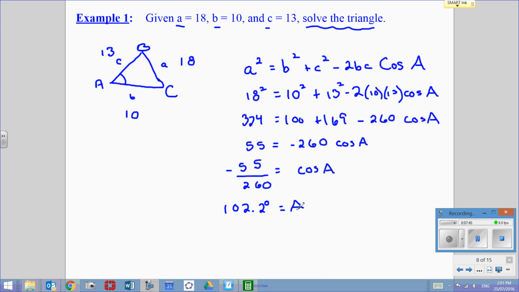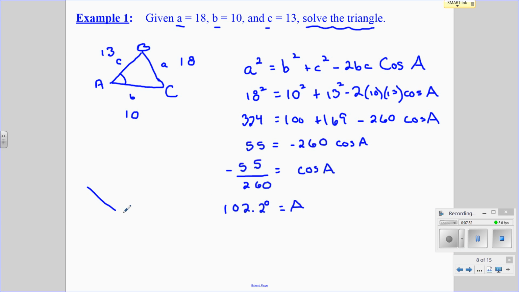So by finding that angle A is 102, it also helps you reflect on your diagram. We can make this a little bit more of a realistic picture here. If I know that my angle A is going to be 102 degrees, that means it should be opposite the longest side, which is 18. And then we can make the B and C more appropriately drawn there. And then this is 13, and this one is 10.